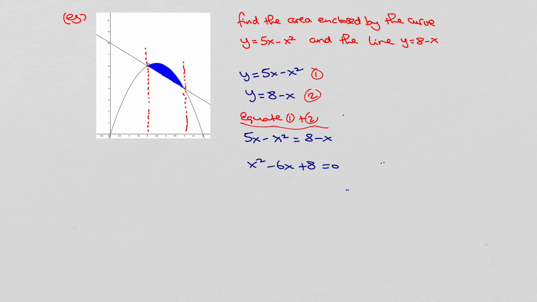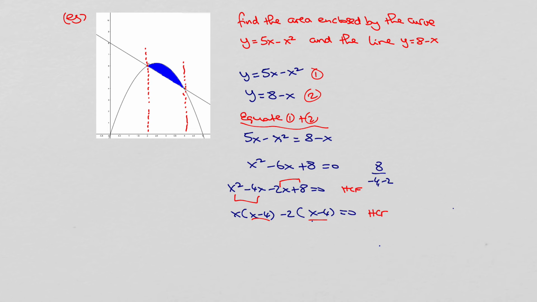So we say, well, what multiplies to give us 8 and adds to give us minus 6? So it must be minus 4 and minus 2. So if I sub in, we have x squared minus 4x minus 2x plus 8 equals 0. Group the first two, highest common factor: we take out x, leaving us with x minus 4. Take out minus 2 as being common, and we have x minus 4 equals 0. Highest common factor then is x minus 4, which leaves us with x minus 2 equals 0.